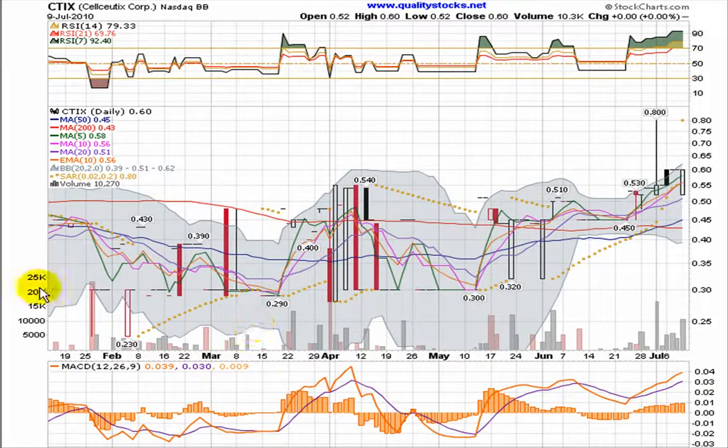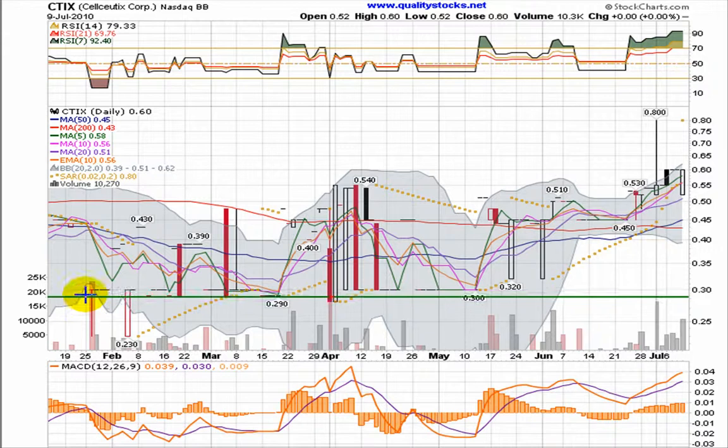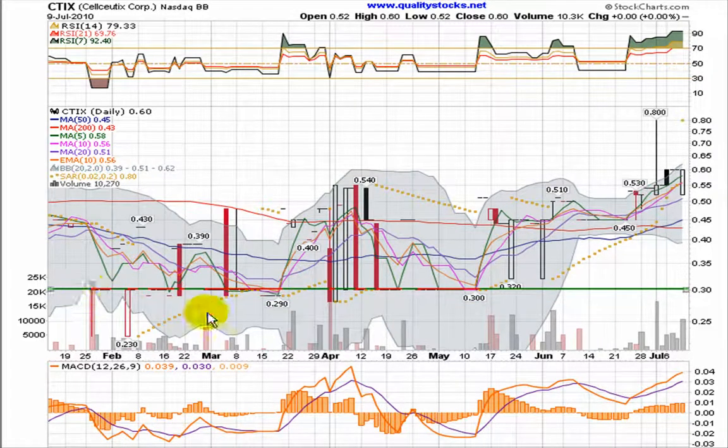First and foremost, we want to look for support and resistance. Good support set up at 30. Held it, dipped below it a couple different times, 29. But held 30 basically is a pretty solid support level when it made its climb.